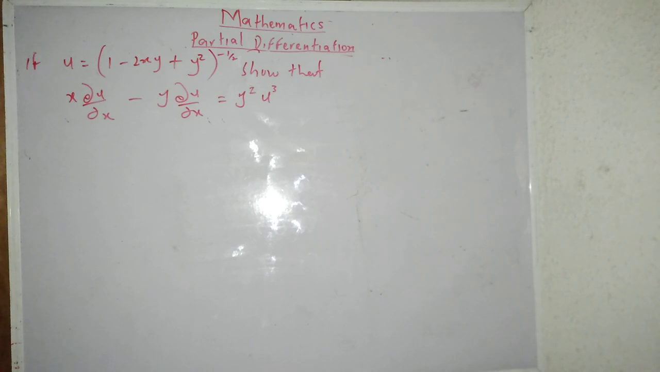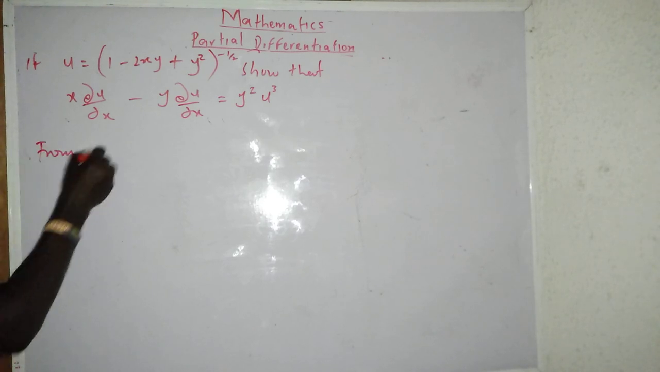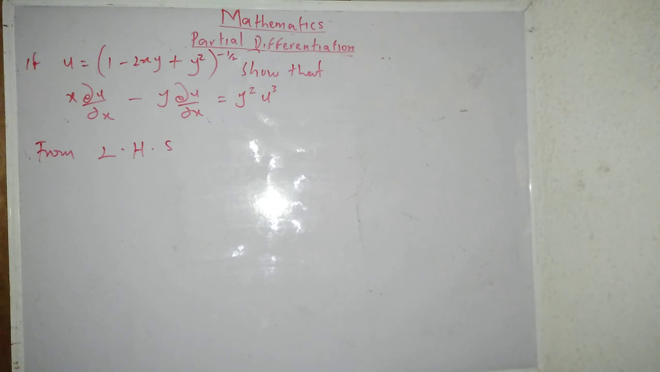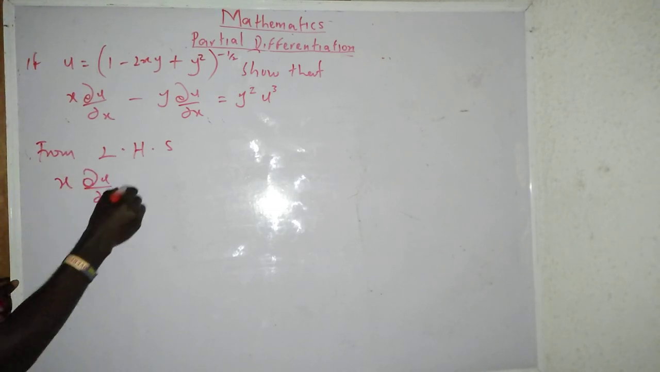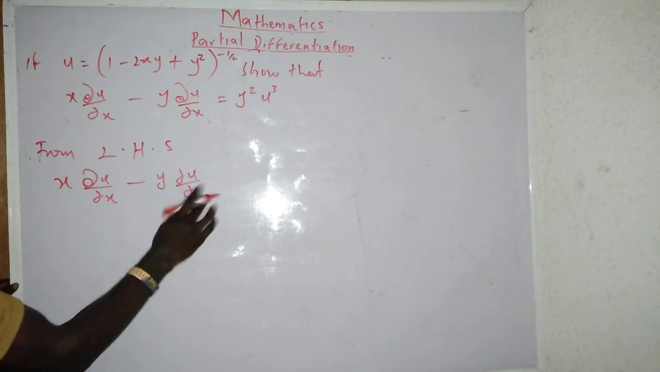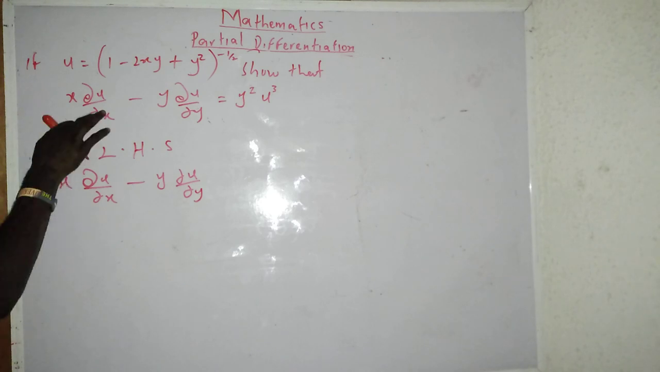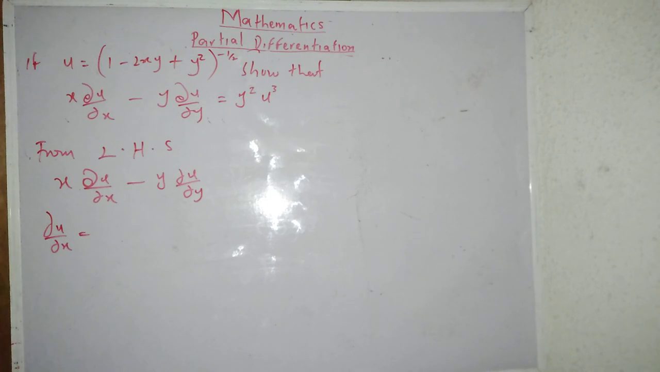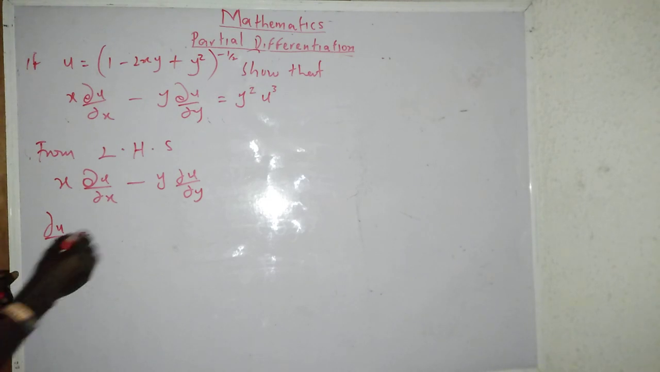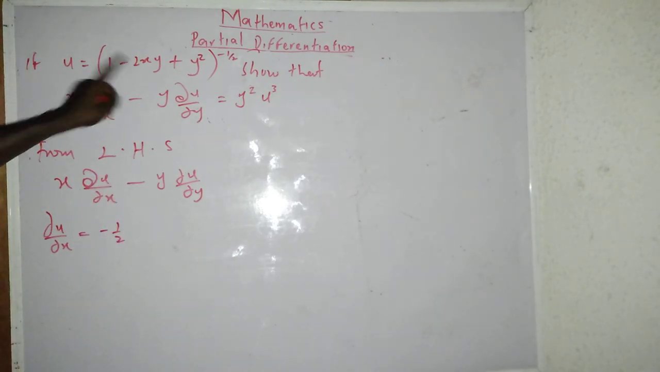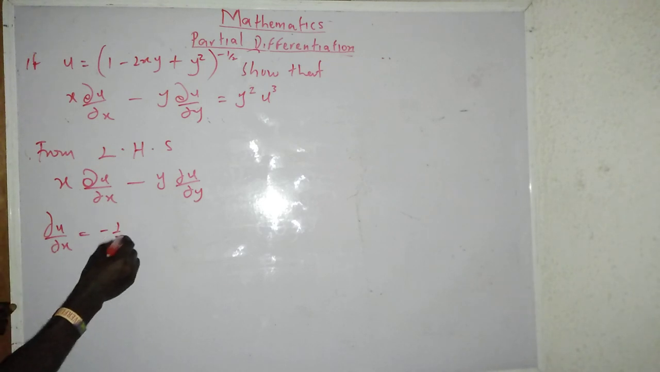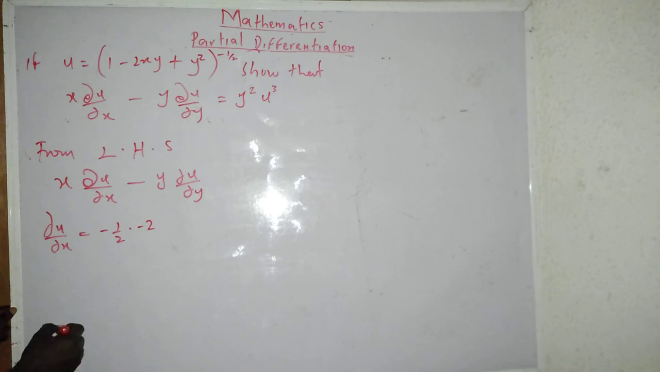Now, I want to solve this particular problem. If you are to show any particular question, you will start from what? Start from LHS or RHS. From LHS, that is where I'm starting from. It means I want to consider x u of x minus y u of y. Now, how do I start? I need my u of x. My u of x is equal to, the first thing I will do is bring down my power, 1 all over 2. I will differentiate here with respect to x, which means I will have minus 2 minus 2y. Now, I've differentiated here.